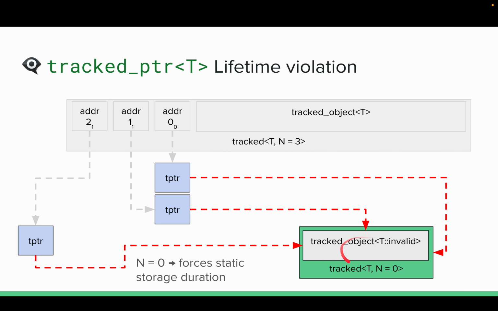So if you were to pass this object to a tracked pointer, you could make one from it because everyone can point to this, but it doesn't need to know about you because it never has to update the tracked pointers. So that's pretty much the idea here.